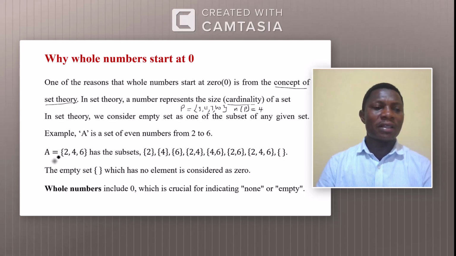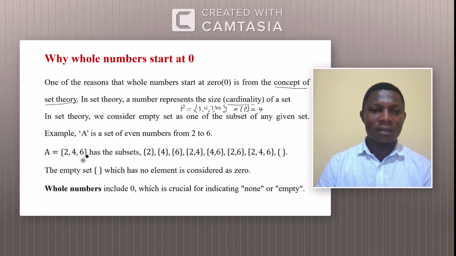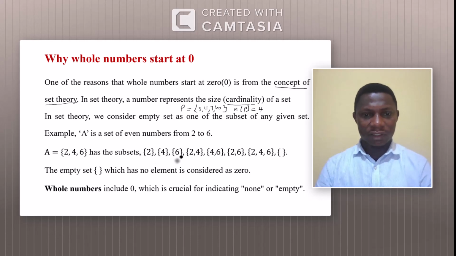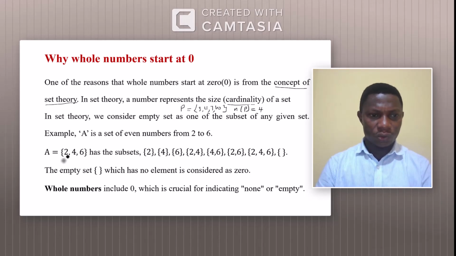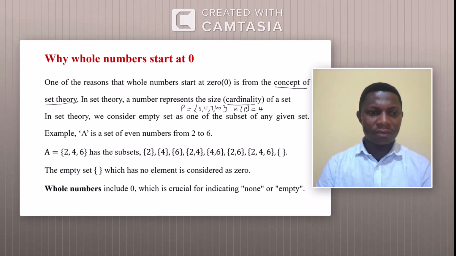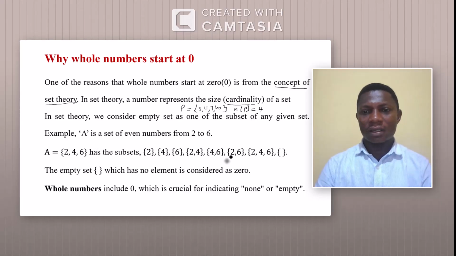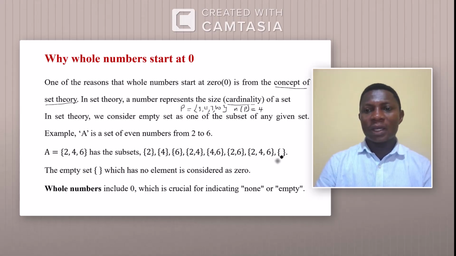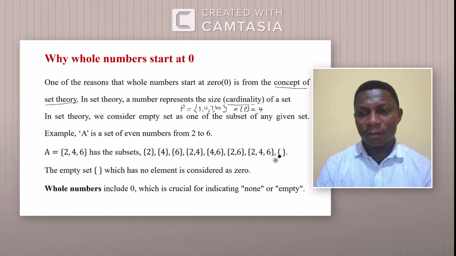Now the elements of set A have the following subsets. We have 2, which is part of the elements in set A. We have 4 and 6. We can also combine 2 and 4, 4 and 6, 2 and 6 as well. Then all of them, 2, 4, 6, is also a subset, as you can see here. Now we have the last one, which is the empty set.